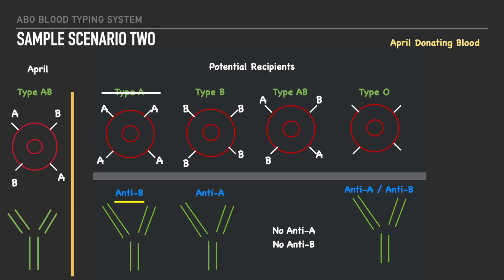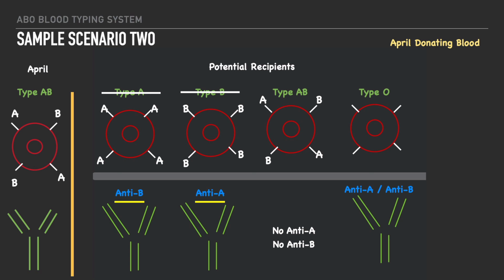Next, we have an individual with type B blood. And as shown, we know that this individual has anti-A antibody. And as such, this individual's blood would attack any red blood cell that has an A antigen. So we'll also have to strike through this as a potential option too. And as we've alluded to before, someone with type AB blood can receive from someone else with type AB blood, and April indeed has type AB blood.